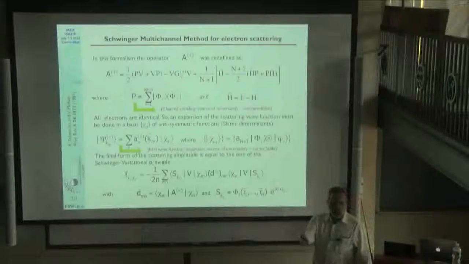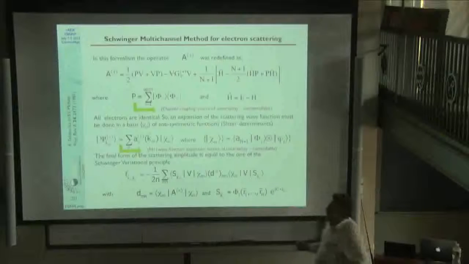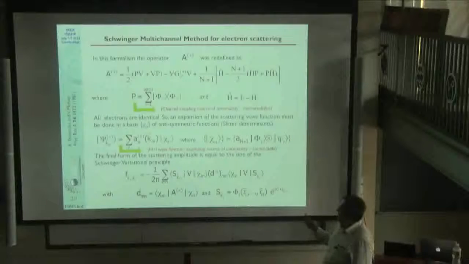You are throwing an electron that may be with 15 volts, and you have sometimes a continuum of states of the target, and you have to make a choice. You throw some of them out. And I say it's uncontrollable because I'm going to show some results that are pointing in that direction.